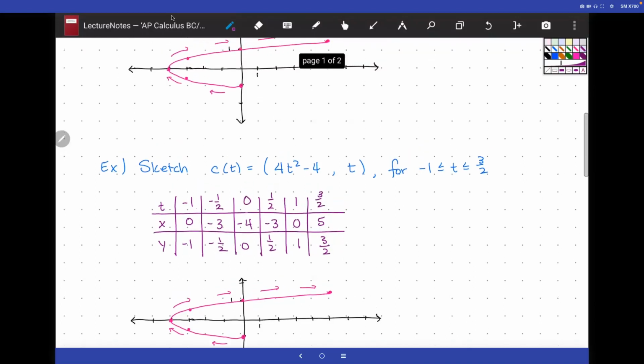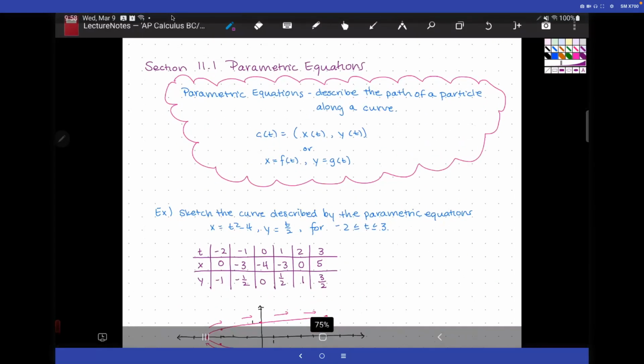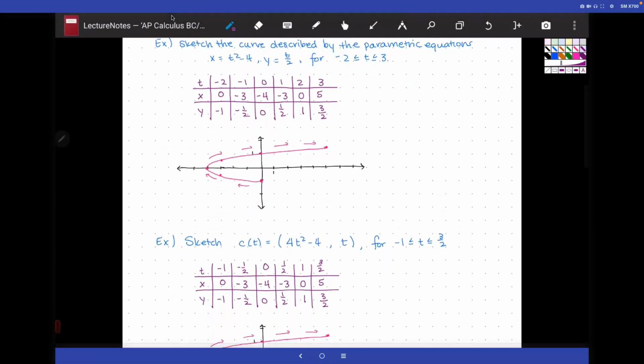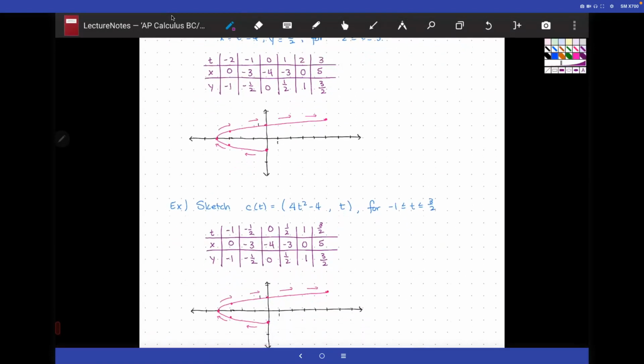But on our previous problem, let me zoom out a little bit so we can see both. I know you probably can't read it, but you've got it on your papers. We can see the path looks identical. But with the first problem, t went from negative 2 to 3. On this problem, t is going from negative 1 to 3/2. This one is going twice as fast. It's taking half as long to go on that path. So hidden inside there is also the speed of the particle.